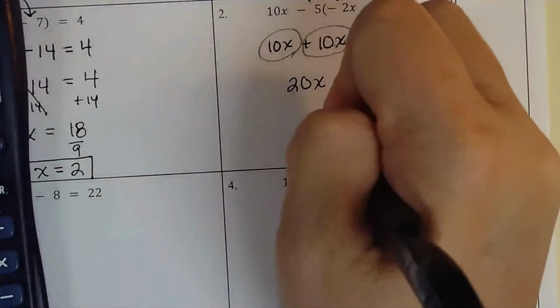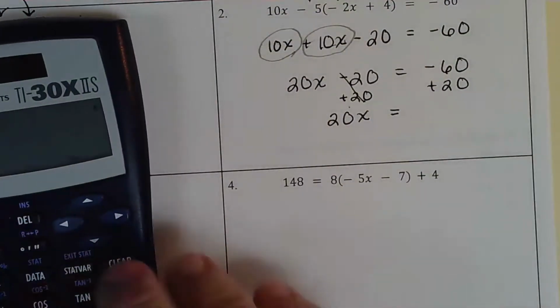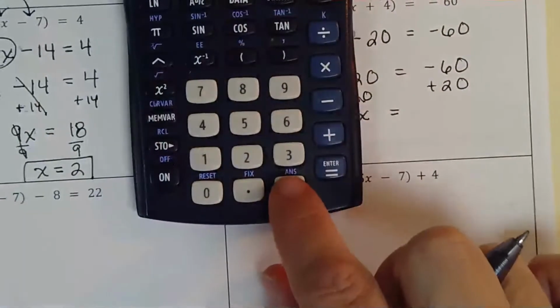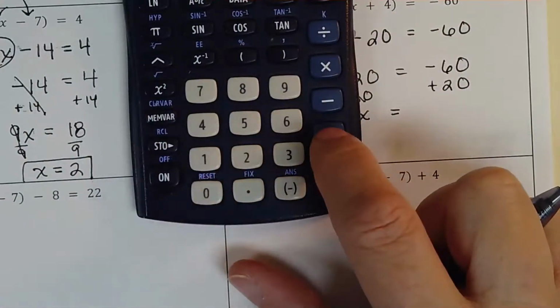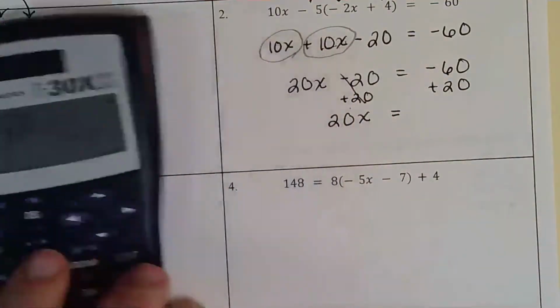20s are gone. 20x equals -60 plus 20. Use that calculator. -60 plus 20 is a -40.